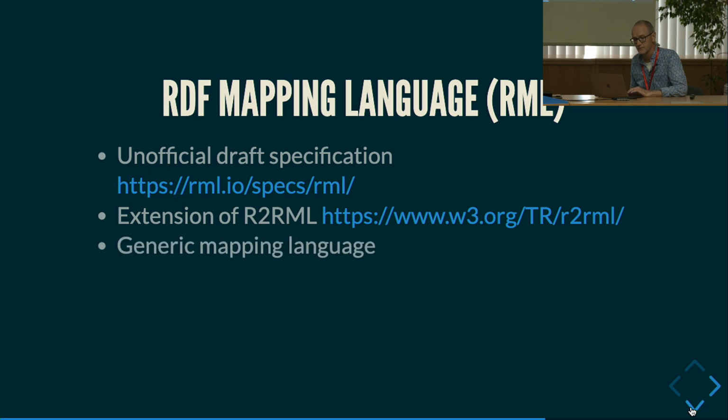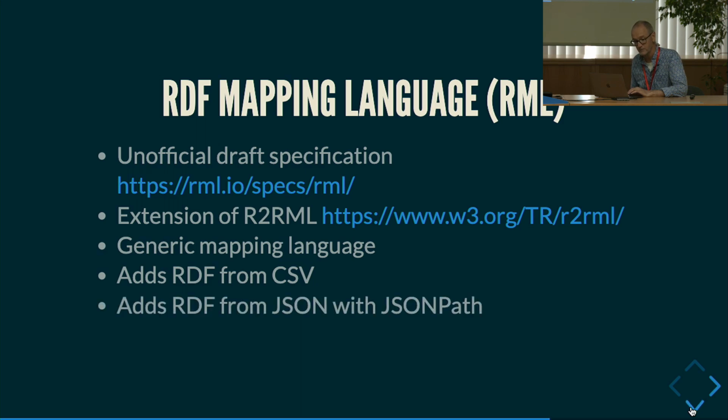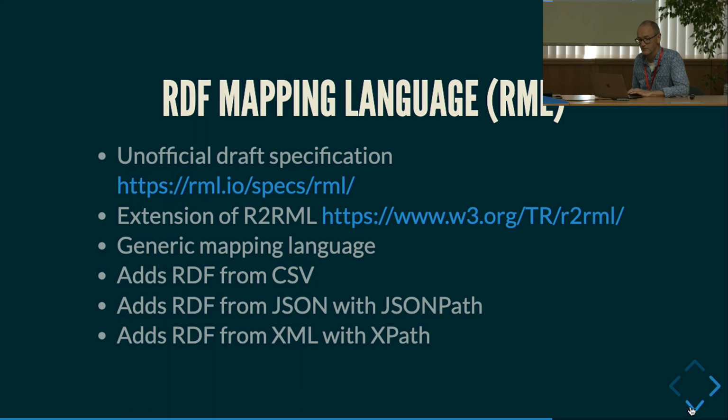But RML is a generic mapping language, so it adds on top of the ability to extract from relational databases the ability to extract RDF from CSV, the ability to extract from JSON files using JSONPath, which a few other people have talked about in this conference. And from our point of view, most interestingly, RDF from XML using XPath.